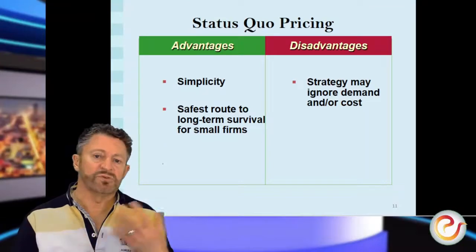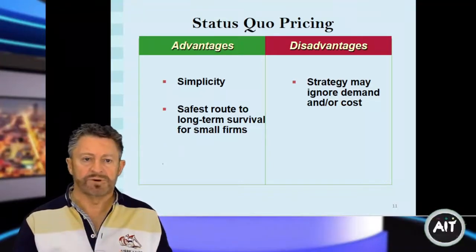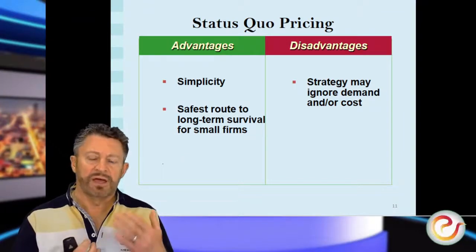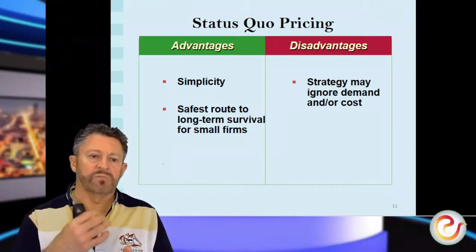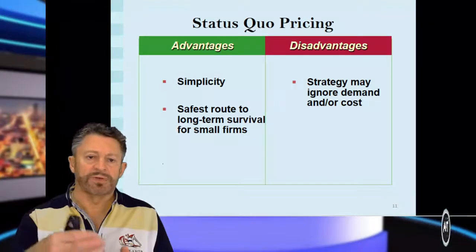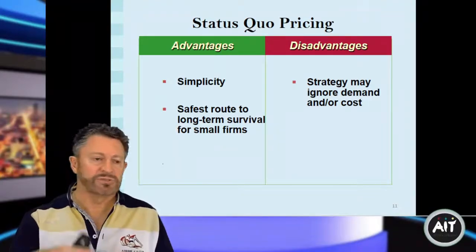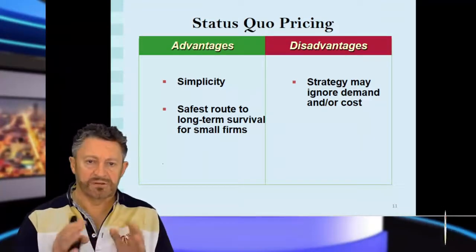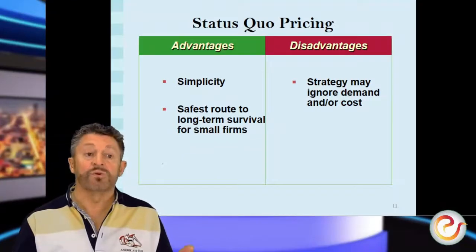And then the status quo pricing, the advantages: simplicity. We don't change prices. We're happy enough with the profits as is, and we keep going and we can have a guaranteed level of income. We know what our costs are, so we know we're going to be making profit over the next 2 years, 3 years, 4 years based on the current situation. So we won't do anything.